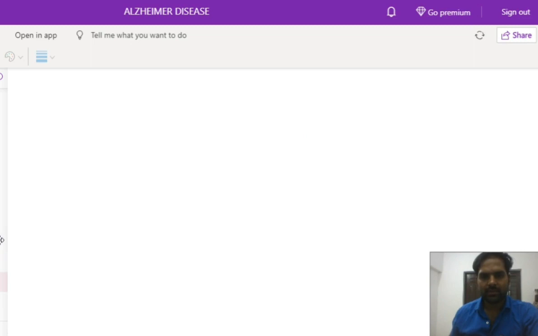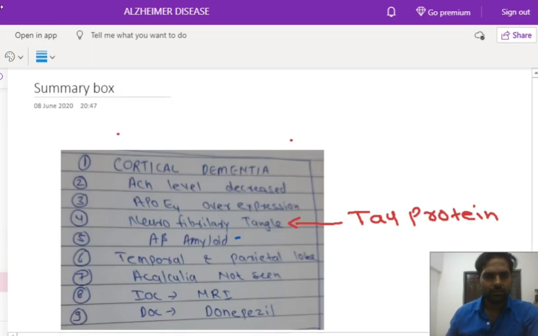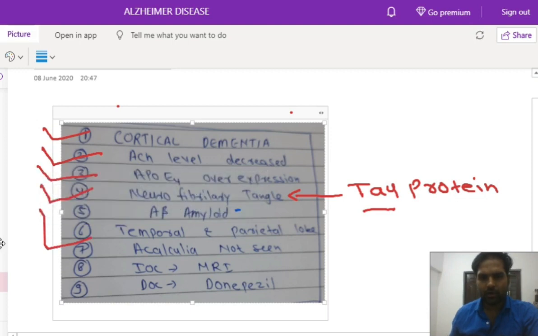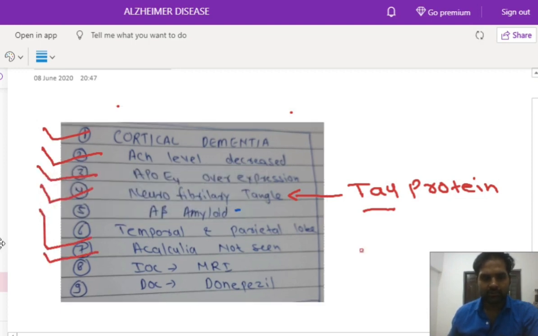Now let's come to the summary box. As we already discussed, it is an example of cortical dementia. In Alzheimer, the acetylcholine level will be decreased. There will be overexpression of ApoE4. We can find neurofibrillary tangles, which are made up of tau protein, and deposition of A beta amyloid. Acalculia is not a feature of Alzheimer. We may have amnesia, aphasia, apraxia, but acalculia is not a feature. The investigation of choice is MRI, and the drug of choice is donepezil. So this is the summary box.